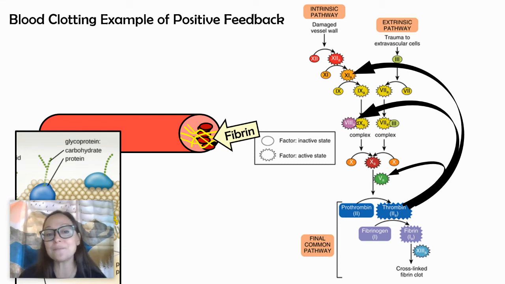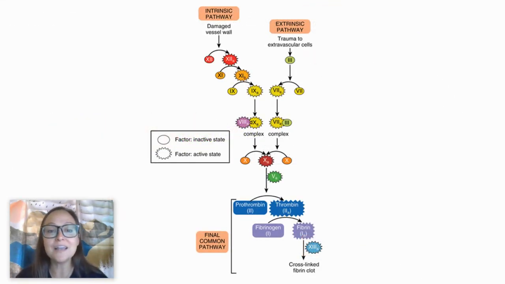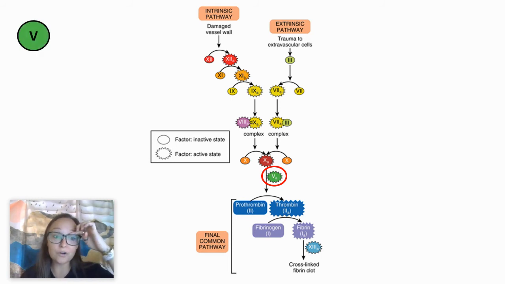Okay, so now I'm going to show you a way we can also inactivate this. So now here's a little personal story about me. So let's focus on this factor 5 right here, this green protein that is involved in activating thrombin. So here in the diagram, when you see the circles turn like that, that means it became activated.